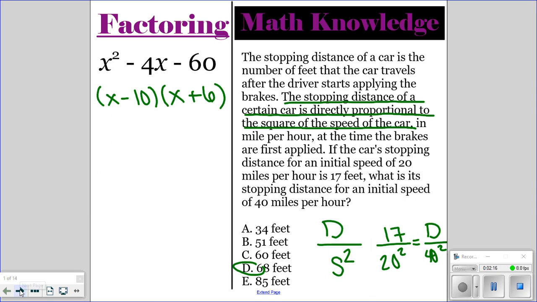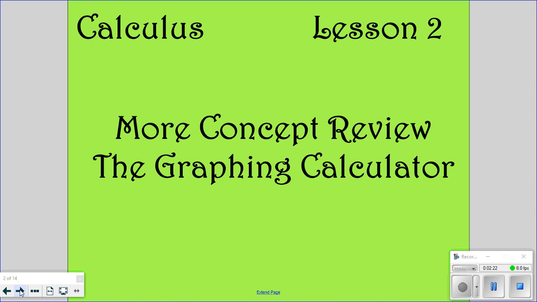Okay, so we're going to be looking at lesson 2 today in calculus. More concept review questions from pre-calculus, and then we're going to look at the graphing calculator. So if you need a graphing calculator, you can go grab one from over by the door. Just make sure to return it whenever you finish.